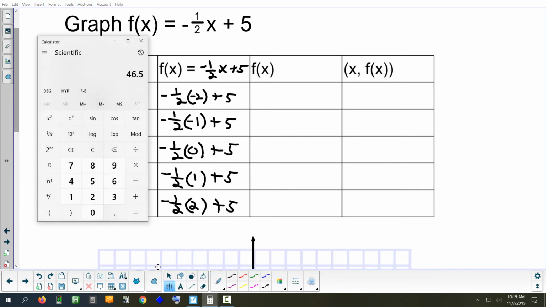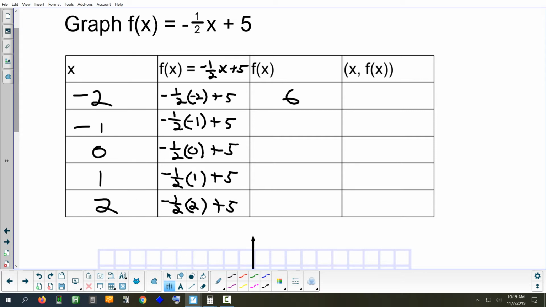Okay, so now we need a calculator. All right, so negative a half times negative 2. Does anyone know what that is? Jaden? One. It is 1. If you need your calculator, you can type it in. 1 plus 5 gives me 6. All right, what's negative a half times negative 1? James? 1 half. What's 5 plus 1 half? 5 and a half. Again, no problem at all if you want to use your calculator on this. What's negative a half times zero?